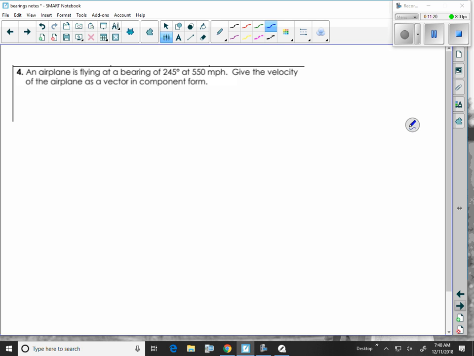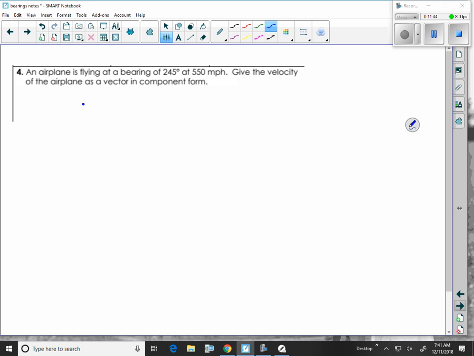All right, so an airplane is flying at a bearing of 245 degrees at 550 miles per hour. Okay, so we would say that 550 is the magnitude. That would be the distance of our vector. Give the velocity of the airplane as a vector in component form.